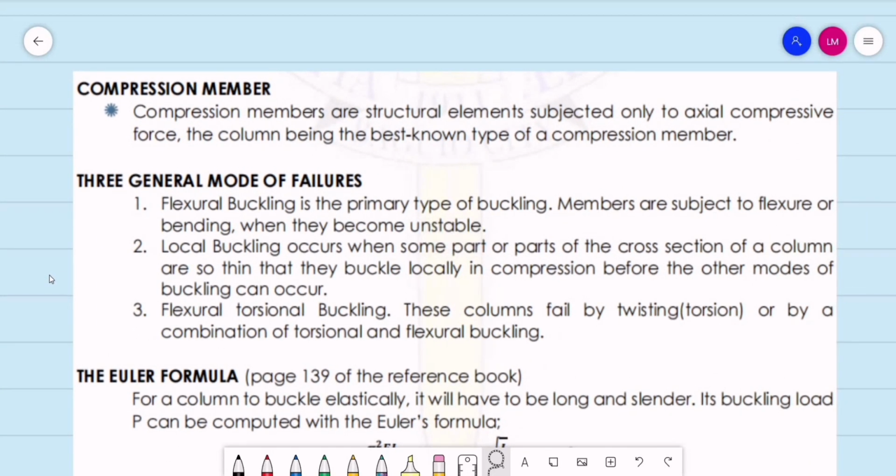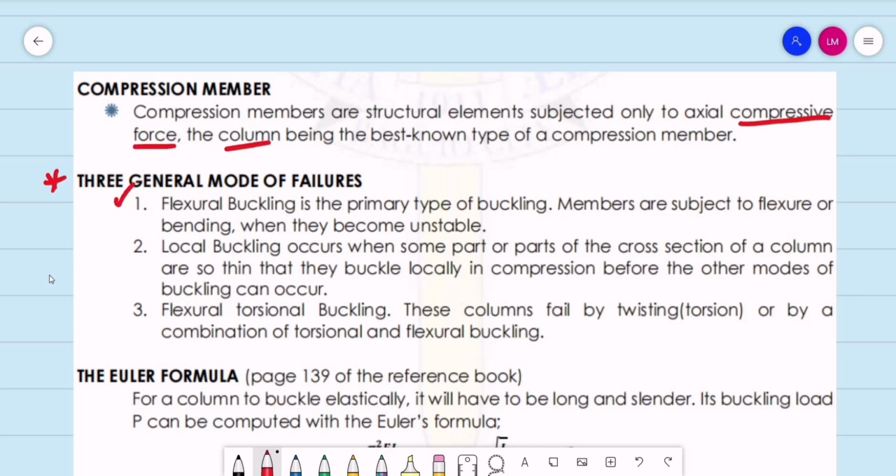Okay, good day. So we proceed to the design and analysis of compression members. Compression members are structural elements subjected only to axial compressive force, the column being the best known type of compression member. The main purpose of a column is to carry a compressive force. Then we have the three general modes of failure.